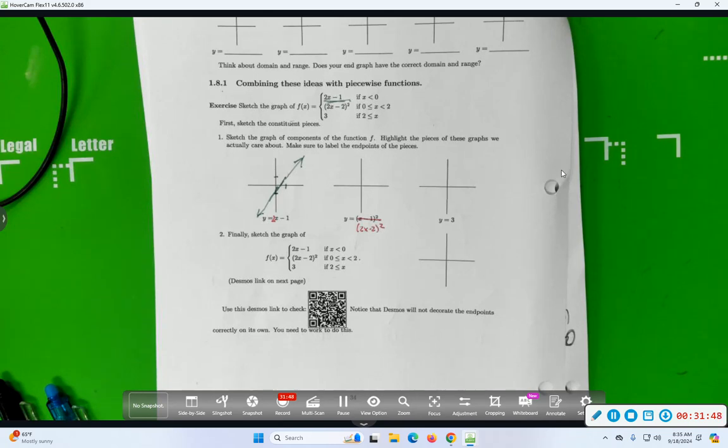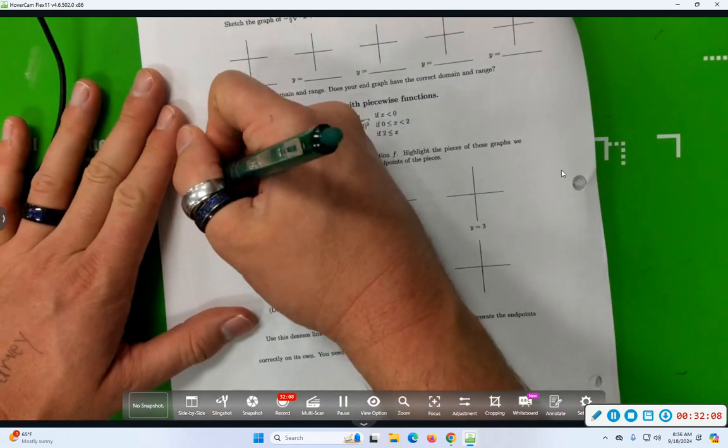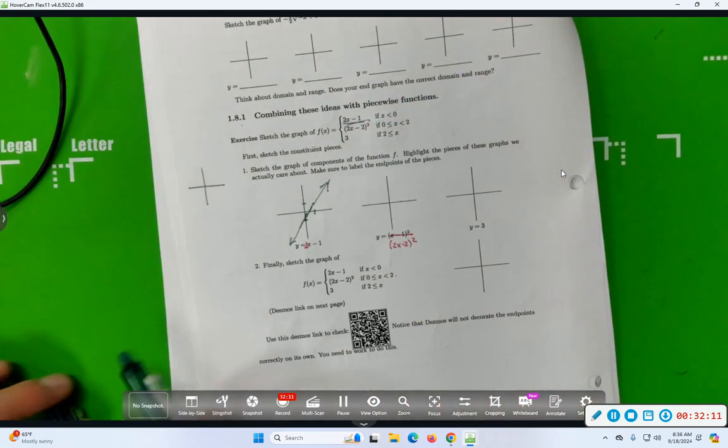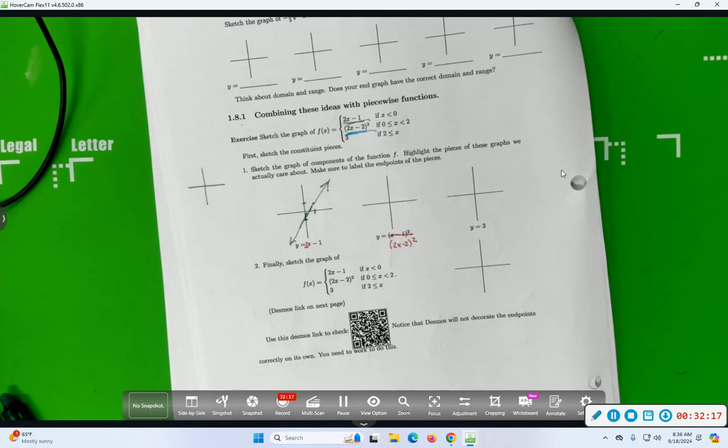Next piece is (2x minus 2) quantity squared. Well, I think that's going to take a few steps. Maybe you can do it all at once, but I'd rather not. So I'm going to give myself some space off to the side. The elementary function to start with is the squaring function. So parabola, upward opening, and then let's figure out what to do to it.